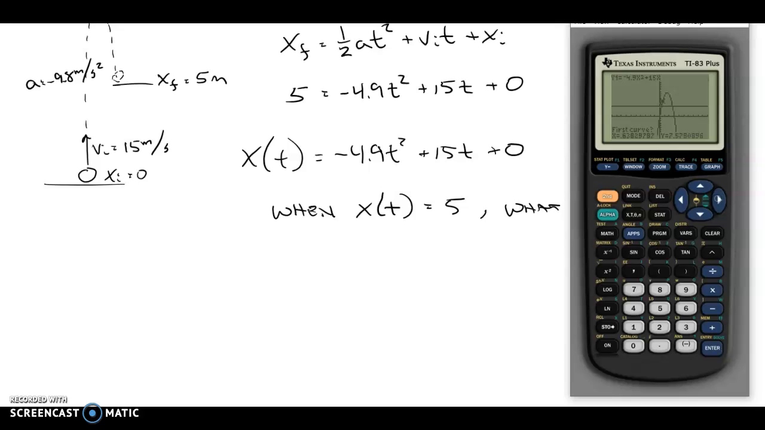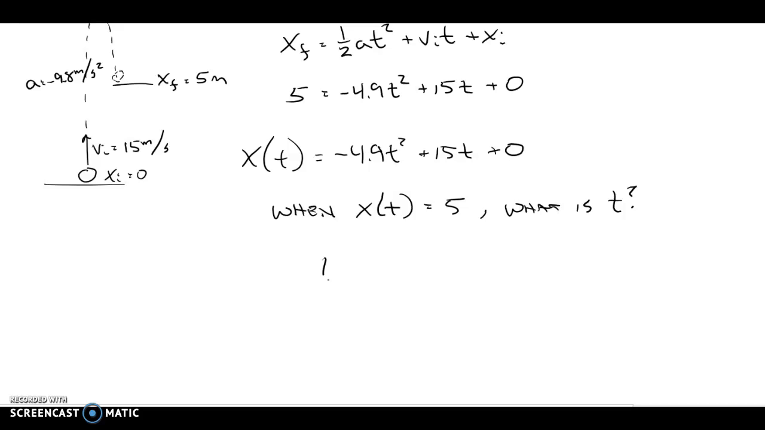Now in my picture, I really want what's on the way down. So I'm going to select the intersect on the right side. Select that curve, select the second curve, and take a guess, which is right about where I'm at. And you can find that the x value, which is really t, is 2.68 seconds. T equals 2.68 seconds. That would be the time that it reaches that height of 5 meters.